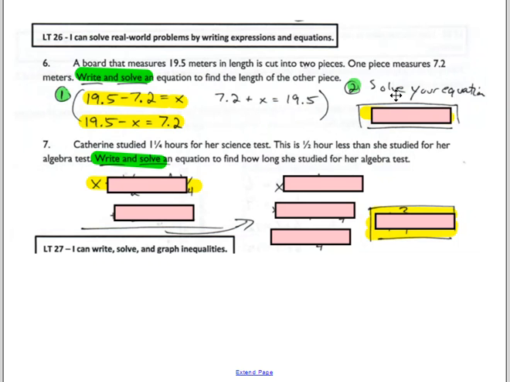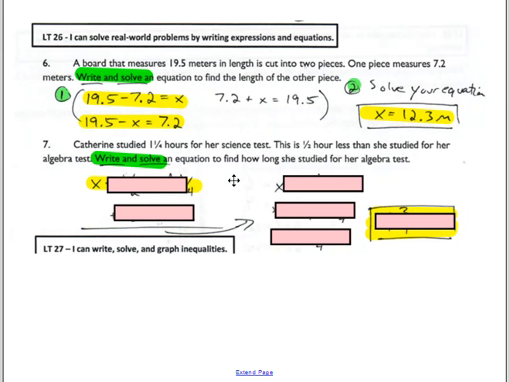The second thing you had to do, you had to solve your equation. Now, depending upon what you set up over here, this is going to be our answer, okay? The bigger board is 12 3/10 meters in length. All right, so that's the second part. This one looks like a 2-pointer, one for writing a good equation and one for solving it accurately.